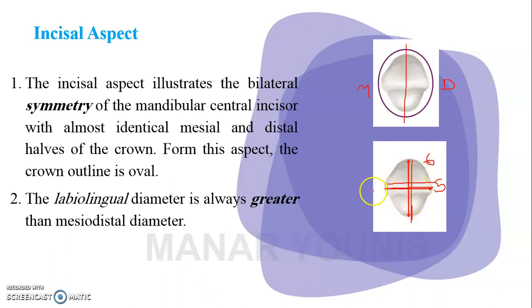Another characteristic feature is that the incisal edge is usually straight and bisected, or located at the center of the line that bisects the tooth labiolingually. This feature is very important in differentiating between the mandibular central incisor and lateral incisor.